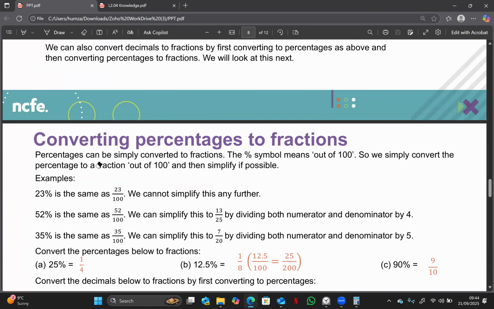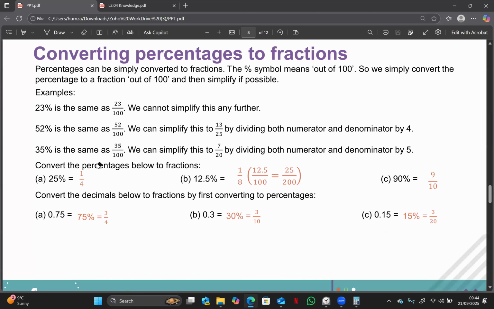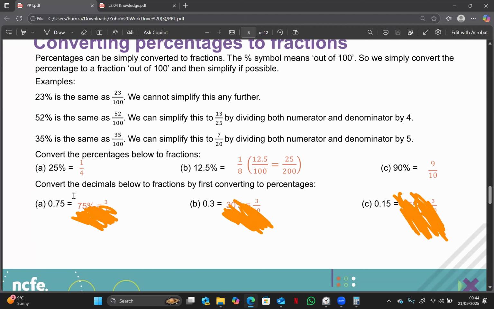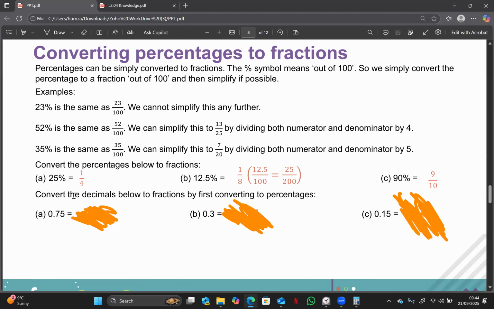Now, convert decimals. Okay, this is gonna be a bit more tricky. All right, so now converting decimals into fractions, right? So this we have to do in two steps, okay? First, we have to convert. So for A, I'll do A with you guys.